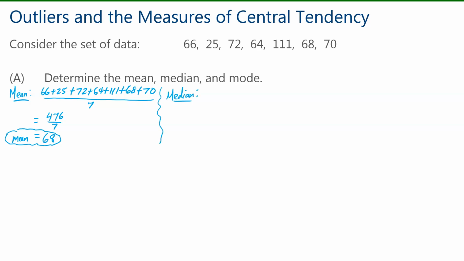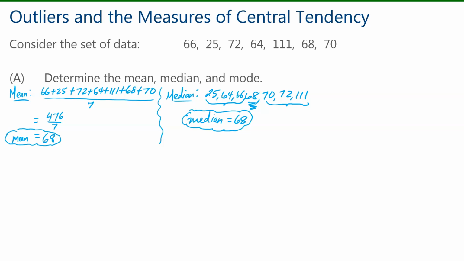Here we organize least to greatest, 25, 64, 66, 68, 70, 72, 111. 7 pieces of data, that's an odd number, so we will have a distinct middle piece. I group the first 3, I group the final 3, leaving me with a median equal to 68. We do notice here that our mean and our median are the same value.